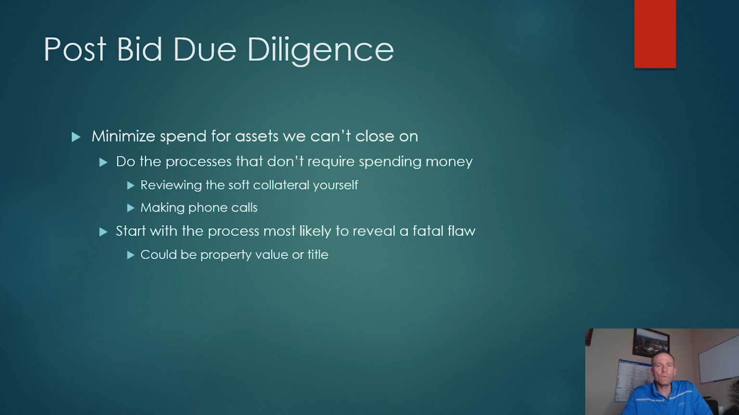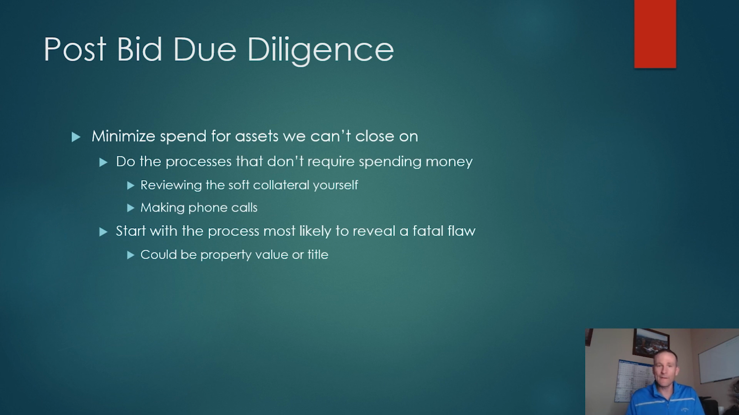And then when you do start spending money, start with the process that's most likely to reveal a fatal flaw. This can vary, whether it's the O&E report or the BPO. If it's a higher end neighborhood and the Google Maps photo is only a couple months old and the property looks really good, and there's a lot of equity in the deal, the BPO value is probably going to come in just fine. So in that case, I might order the O&E report first, since if there's a problem, it's more likely to reveal itself in the title report.